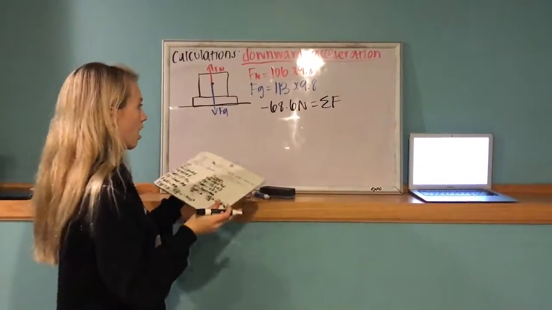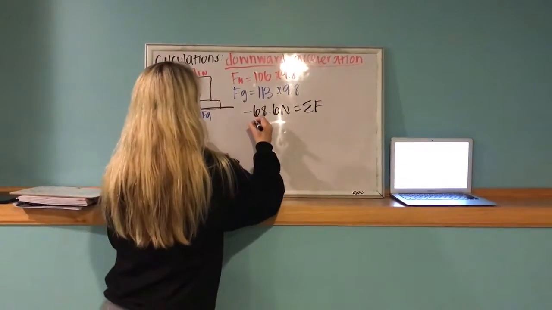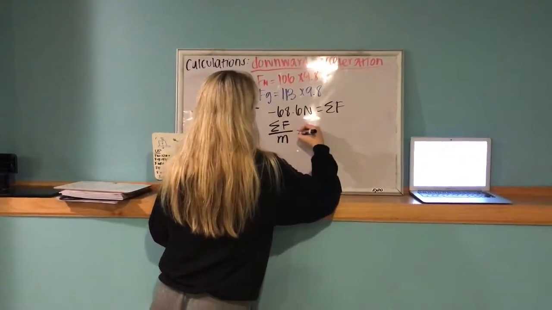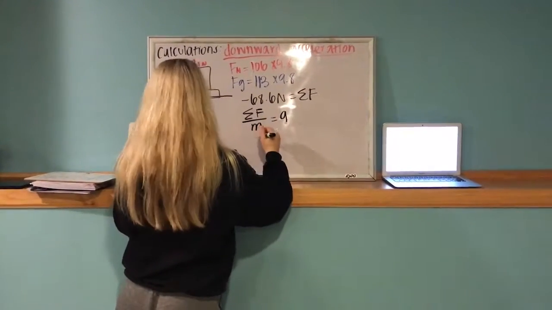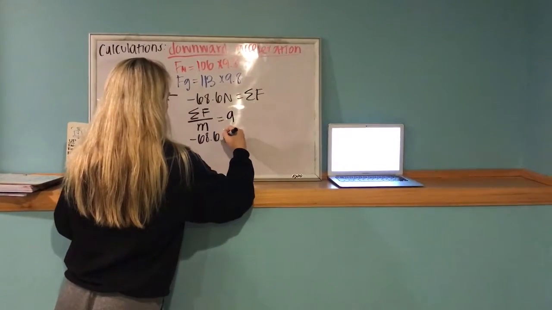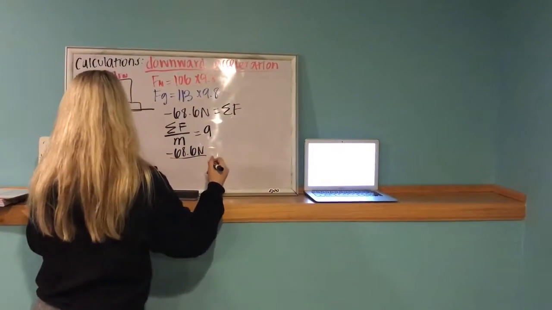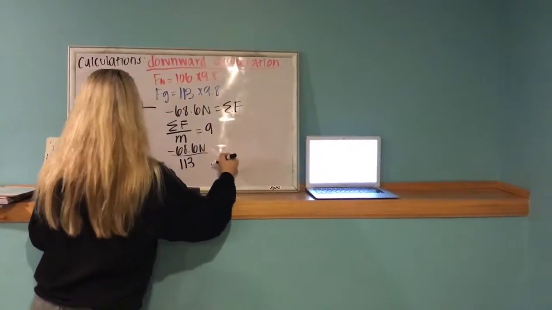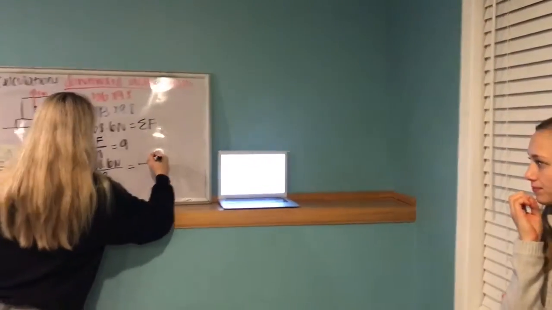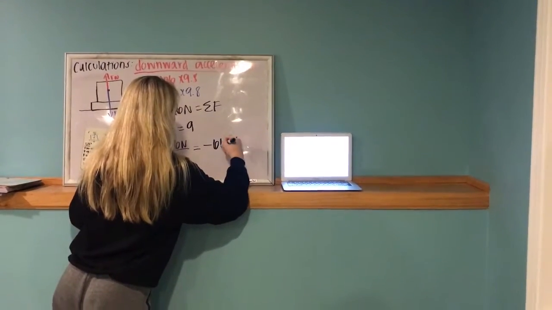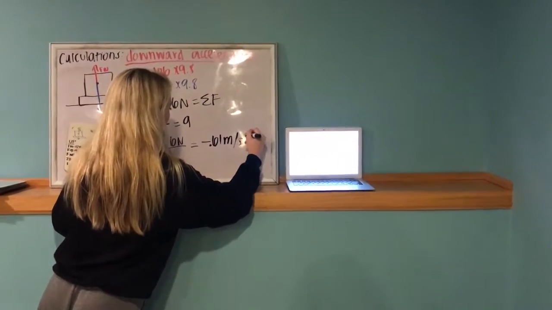And then, just like our last equation, we had sigma F over m equals acceleration, and when you plug those numbers in, that comes to negative 68.6 over 113, and that's going to equal negative 0.61 meters per second squared.